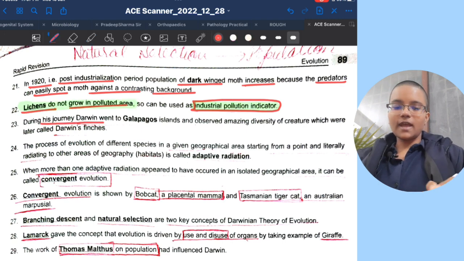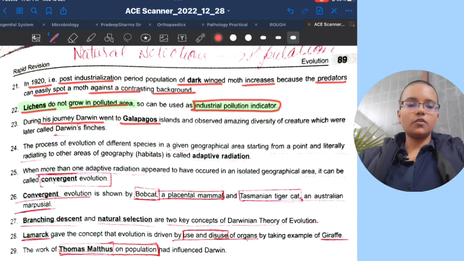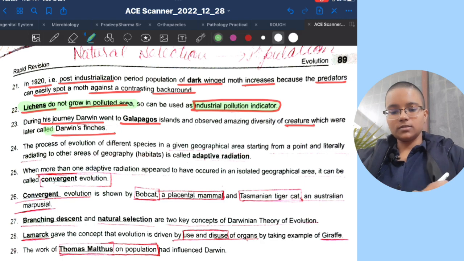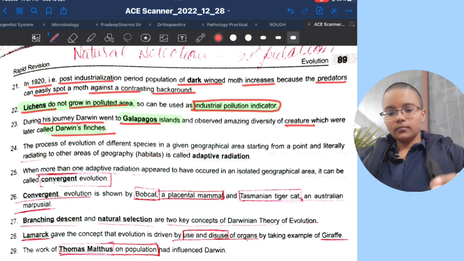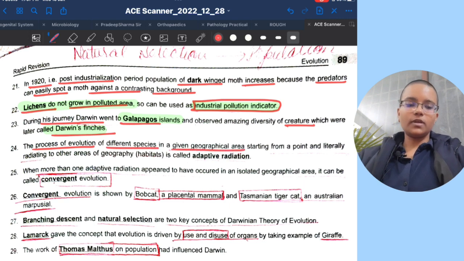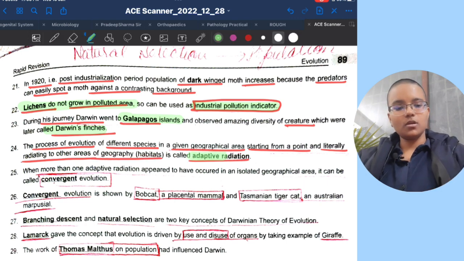During his journey, Darwin went to the Galapagos Islands and observed an amazing diversity of creatures which were later called Darwin's finches. The process of evolution of different species in a given geographical area, starting from a point and radiating to other areas or habitats, is called adaptive radiation. Learn the definition, they will ask.